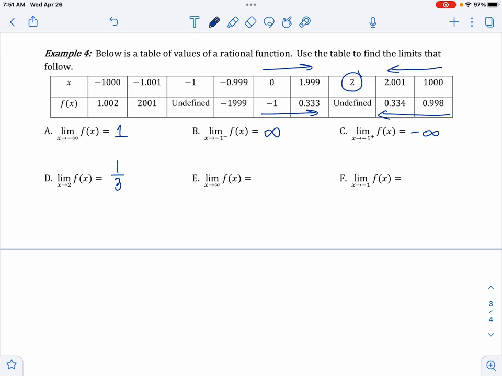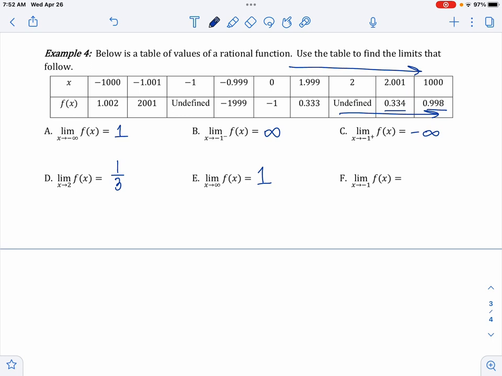Okay. The limit as x approaches infinity. So I'll look, my x values get bigger and bigger. What's happening to my y values? So I have 0.333, 0.998. So it looks like it's getting closer and closer to 1.